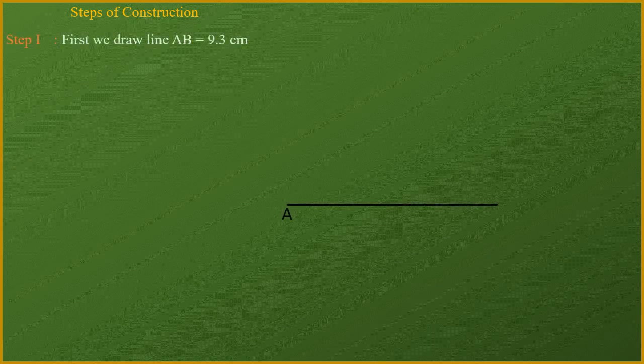First of all, I will take one line here AB. Okay, in the line AB, I will take a length 9.3 centimeter. 9.3 why I am taking?